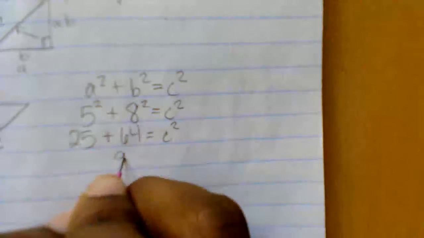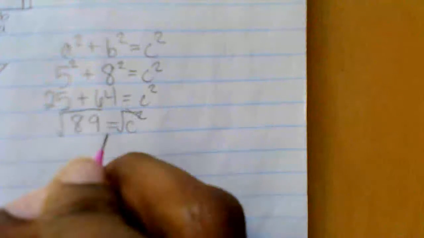Now, I can do this. 25 plus 64. Well, 5 plus 4 is 9. 6 plus 2 is 8 equals C squared. Are we done? That's my question to you. Well, is C alone? Is C by itself? No, it is not. It has a square attached to it. How do I undo a square? What's the opposite of a square? The opposite of a square is square root. So from this point, we now have C equals the square root of 89.